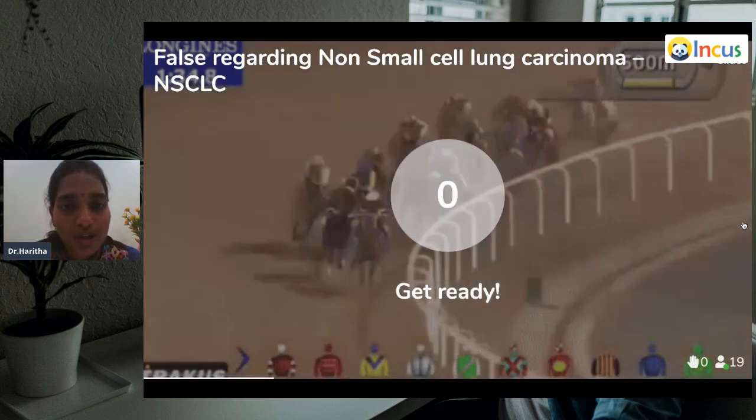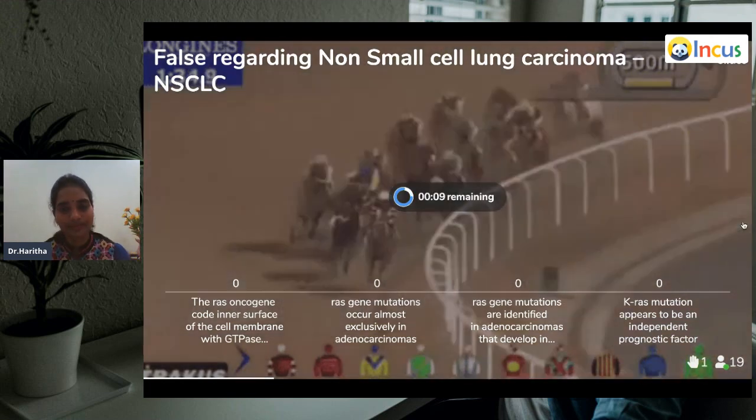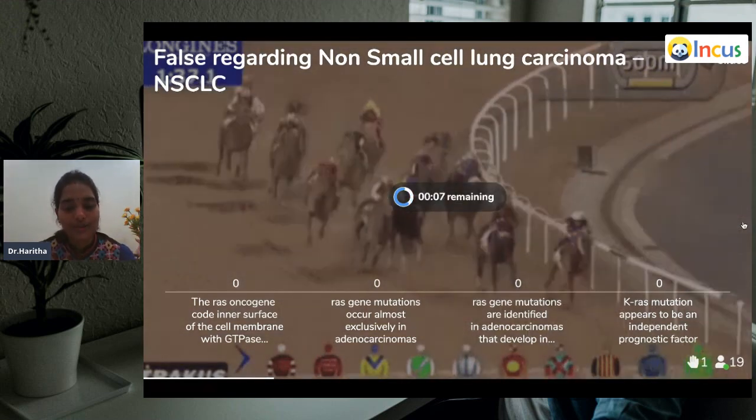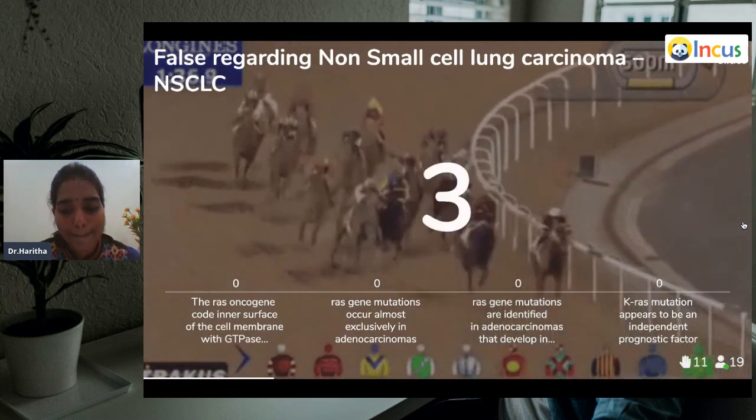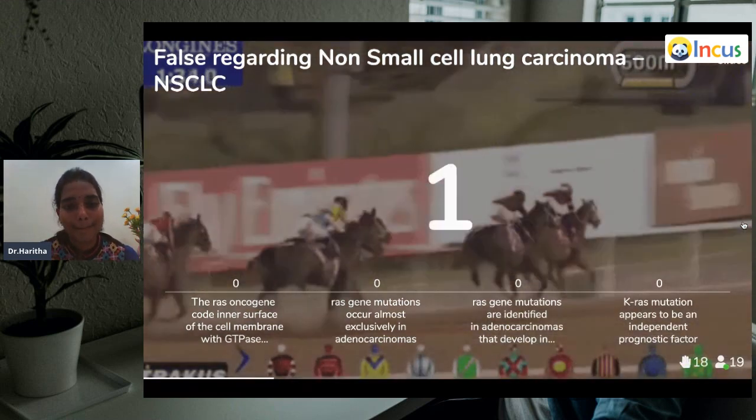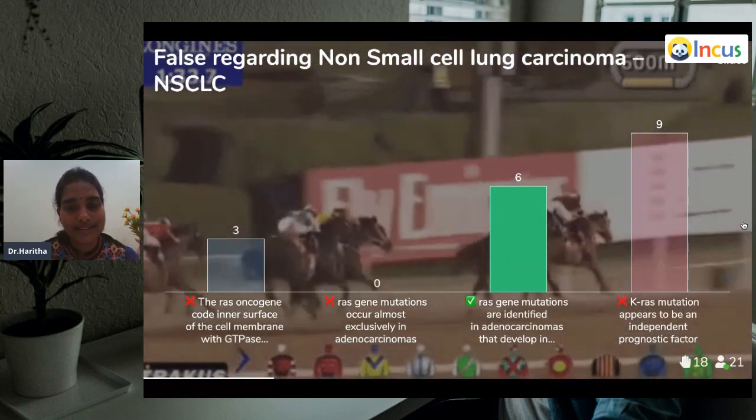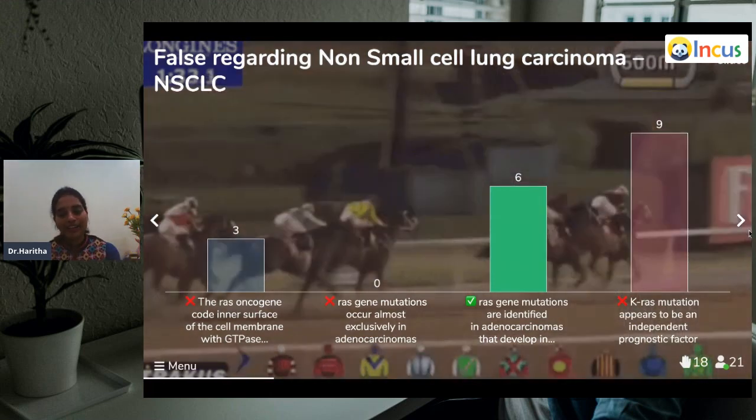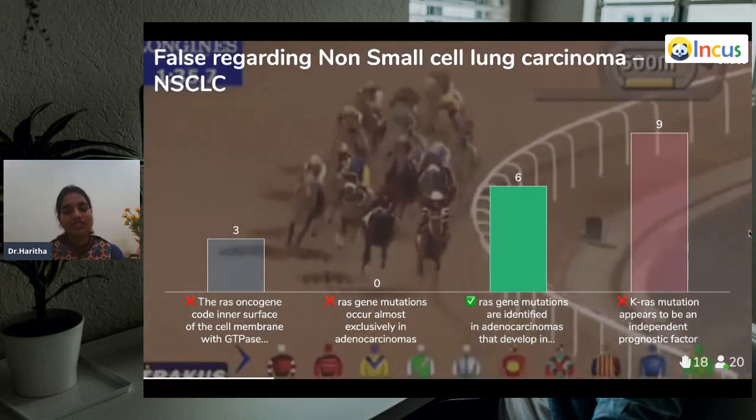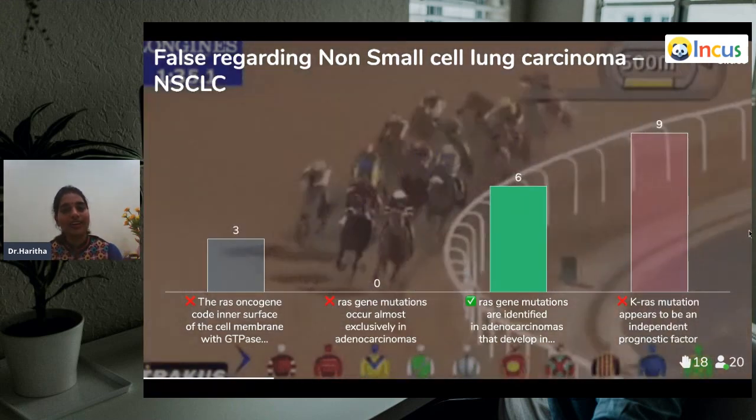Now question 5. False regarding non-small cell lung carcinoma, the lung. So, what is false? Time's up. Yes, RAS gene mutations are identified in adenocarcinoma that develop in persons who do not smoke is the wrong answer. So the rest all are right.